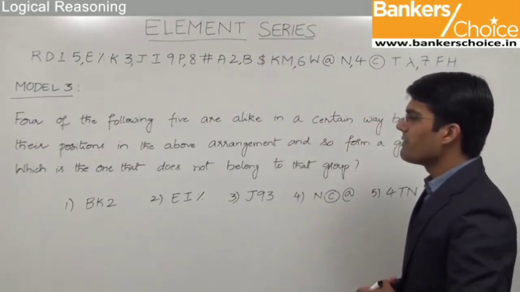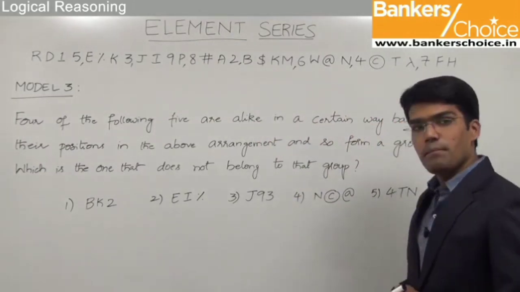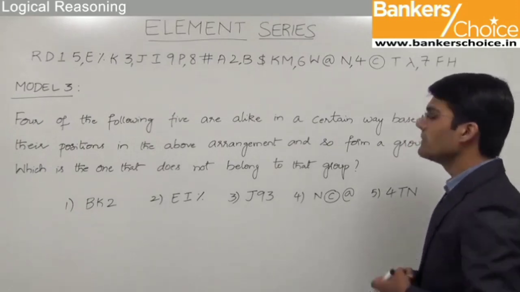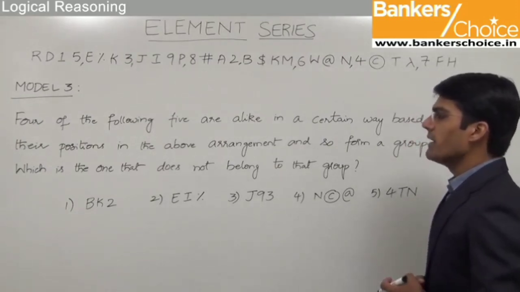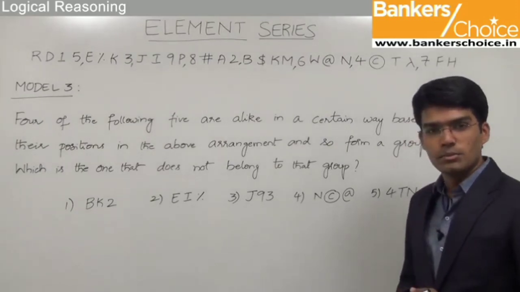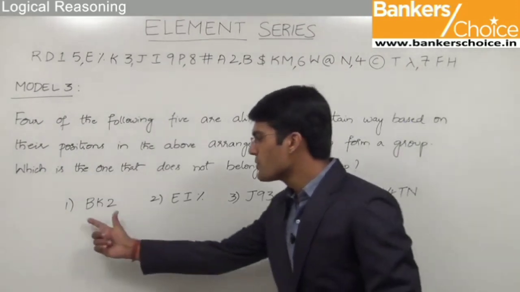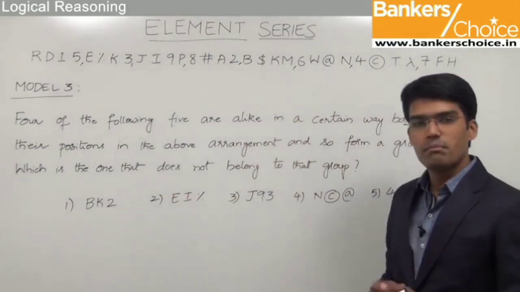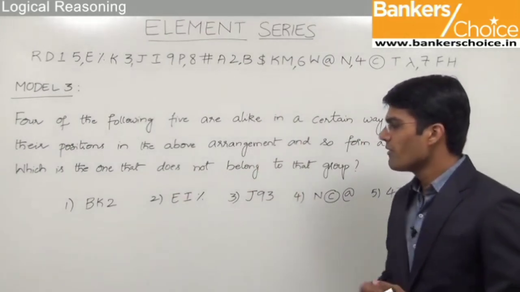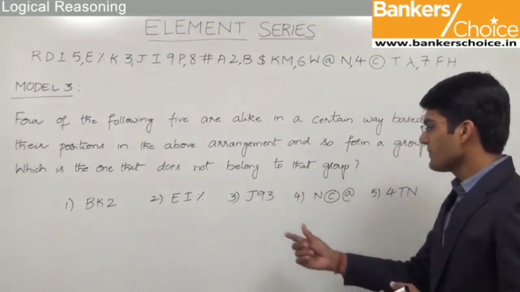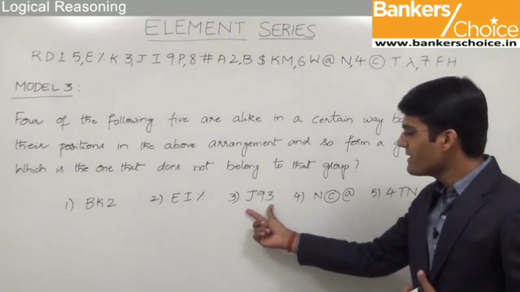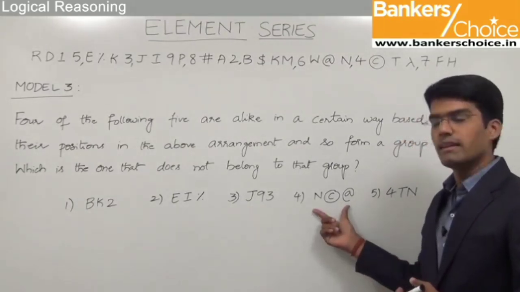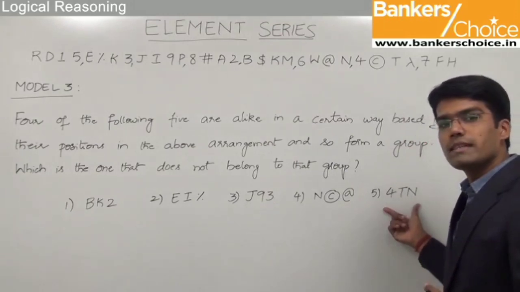4 of the following 5 are alike in a certain way based on their positions in the above arrangement, and so form a group. Which is the one that does not belong to that group? So here 5 groups are given in the question. That is, the first group is BK2, the second group of elements is EI percentage, the third group or triplet of elements is J93, the fourth one is N copyright at the rate, and the fifth one here is 4TN.